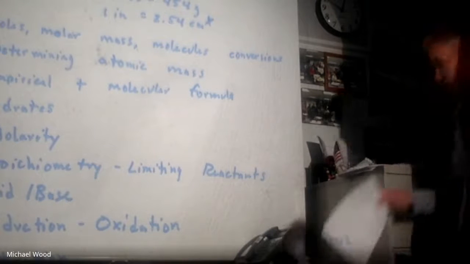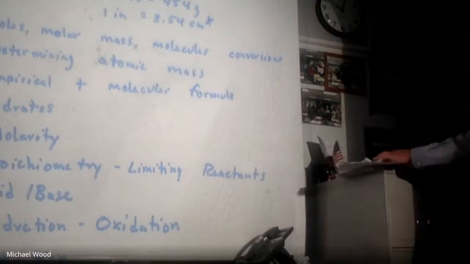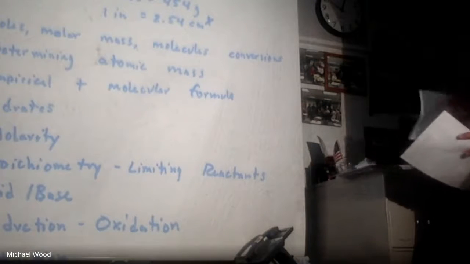What you guys can use on your test is the periodic table. You guys can use the formula sheet. And no calculator rule. You can use the calculator you want to use on the test.